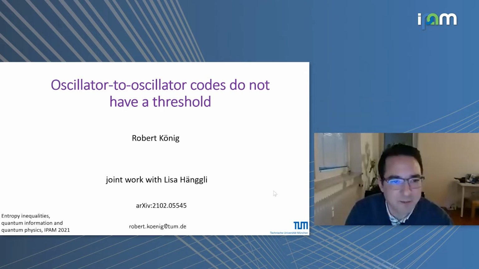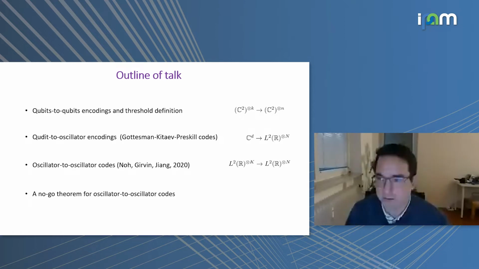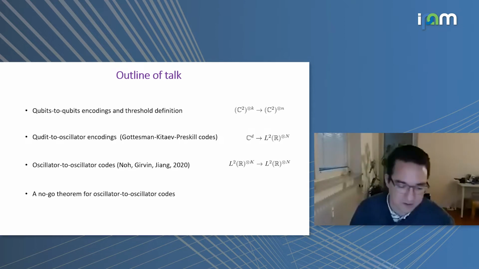I would like to talk about this work with Lee Jiang, which is on the arXiv. So I'm going to tell you about a bunch of things. First I'm going to start with the basic setting, encoding qubits into qubits. Then I'm going to talk about encoding d-dimensional systems into oscillators and then oscillators into oscillators. So let's start with the basic setup.